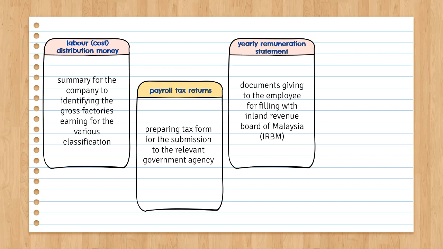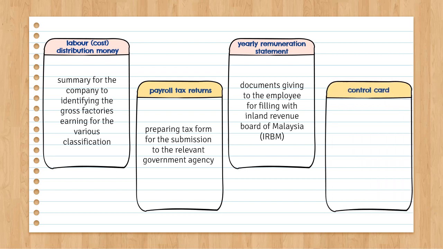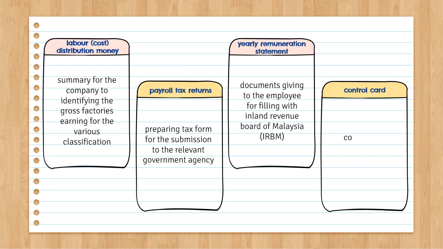Last but not least, the document needs a control card. It prepares a control card showing the total payroll for the period. At the end of each pay period, the employee earning records are totaled and reconciled with the control card. This is to control and measure, similar to that of a control account.